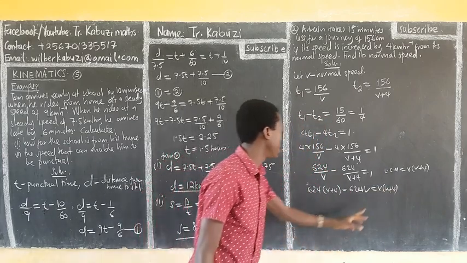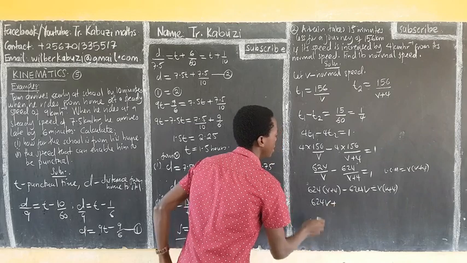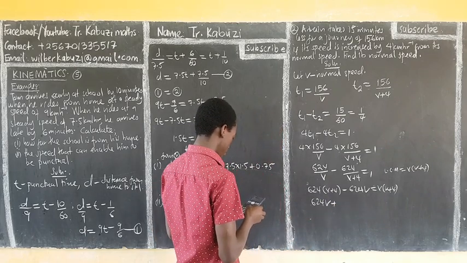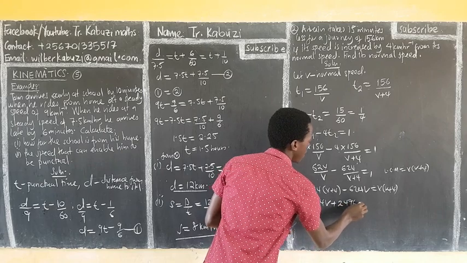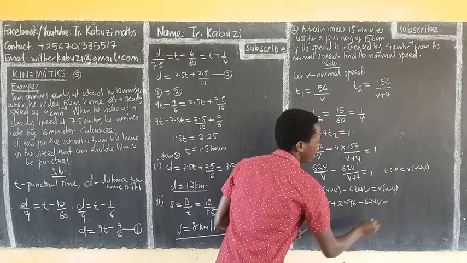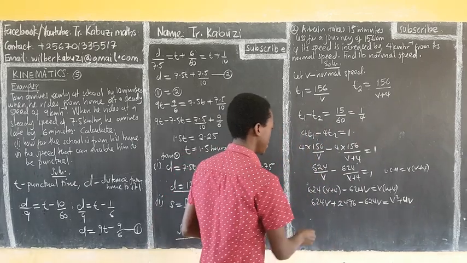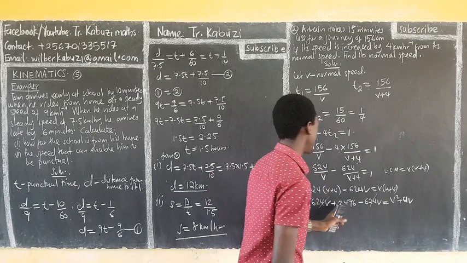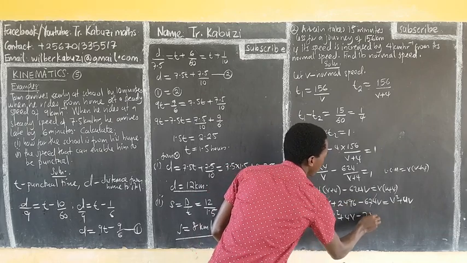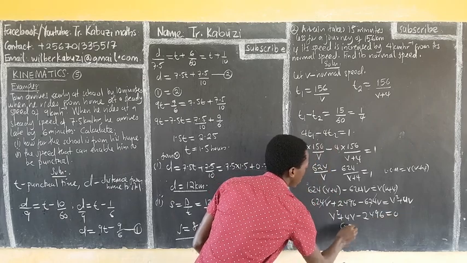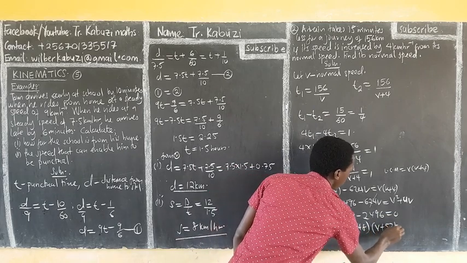Can you make that a quadratic equation? When you multiply here, we have 624 V, then plus 624 times 4, which is 2496, then minus 624 V, equaling V squared plus 4V. Okay, so now this one cancels with this. When I take this inside, we have V squared plus 4V minus 2496 equaling 0. And you see this, you can factorize it to V minus 48, V plus 52 equaling 0.